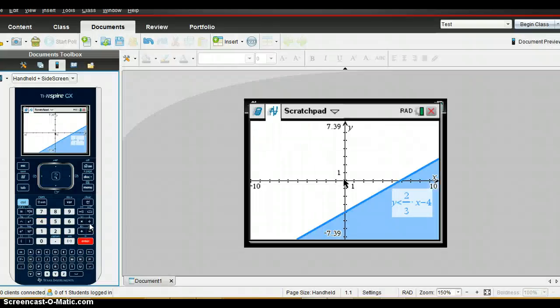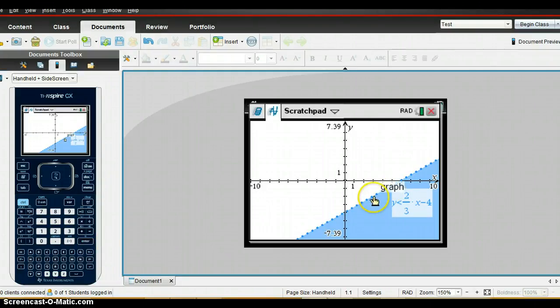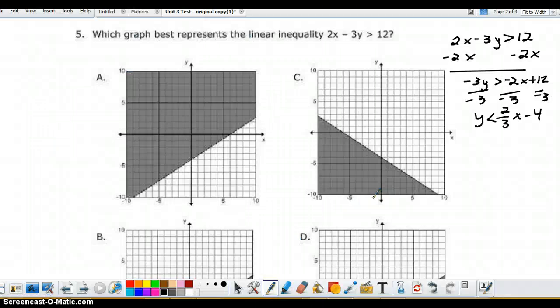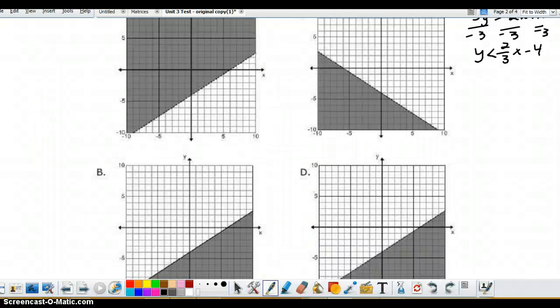So when I look at that there, now keeping in mind that is dashed. I know it looked solid there for a second, but that is dashed. So when I look here, that's not right, because the shading's in the wrong spot. So it's really between these two. That's solid, that's dashed. The correct answer for this one is D.